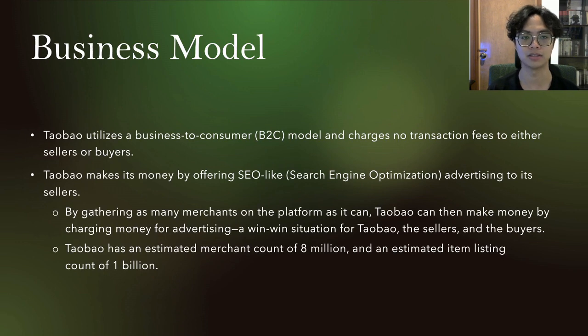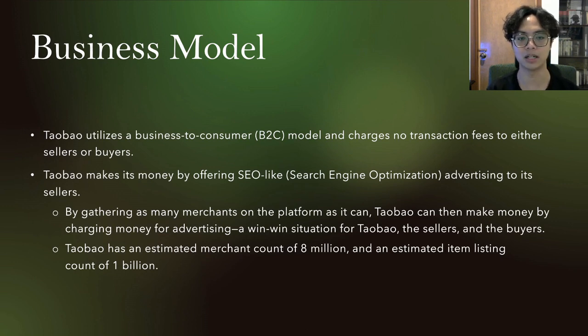Taobao utilizes a business-to-consumer model and charges no transaction fees to either sellers or buyers. So how does it make its money? It offers SEO-like advertising to its sellers. And what exactly is SEO? It is called search engine optimization in full, and in short, what it does is that it curates the advertisement that a customer sees to his previous search results, which therefore means that every single advertisement that the customer sees will be something that he might be interested in.